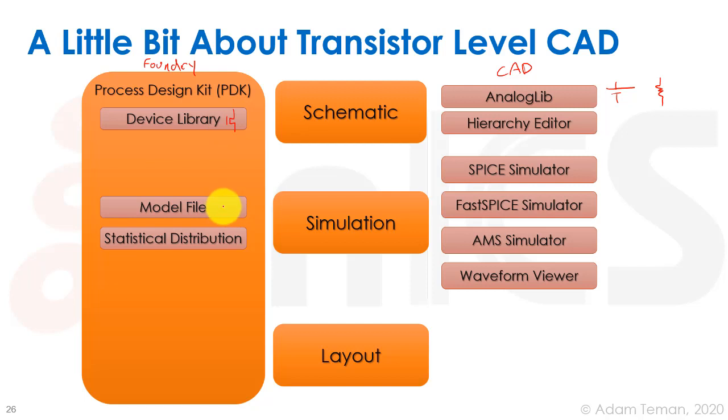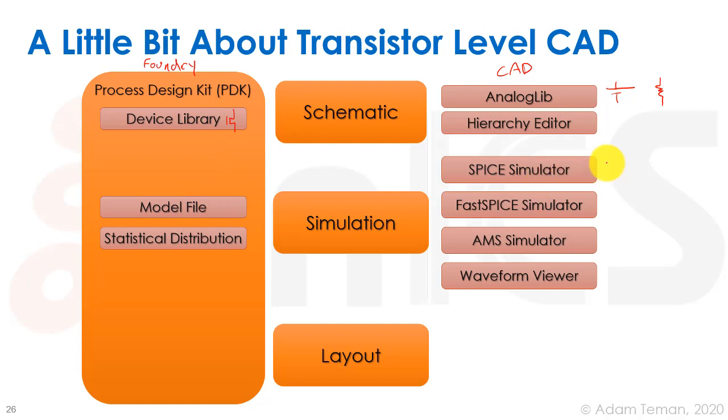We'll learn quite a bit about that in a few lectures. Okay, and we'll have some statistical distribution that tells how these things vary across processes. So things aren't fabricated exactly like we expected, so there's some statistical distribution about that. Okay, that's what we're going to get from the foundry, and it's part of the PDK.